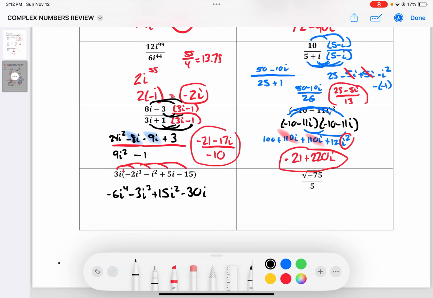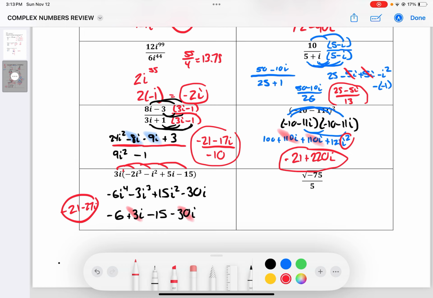Now I simplify my i's. i to the fourth is just 1, so that will just become negative 6. i cubed is negative i, so it'll be negative 3 times negative i, which is positive 3i, right? That negative sign will flip over. i squared is negative 1, so 15 times negative 1 is negative 15. And then negative 30i once again. Then one last step to combine like terms. Two different sets of like terms. We got negative 30 plus 3, which is negative 27i. And then we have negative 6 minus 15, which is negative 21. And that one's done.